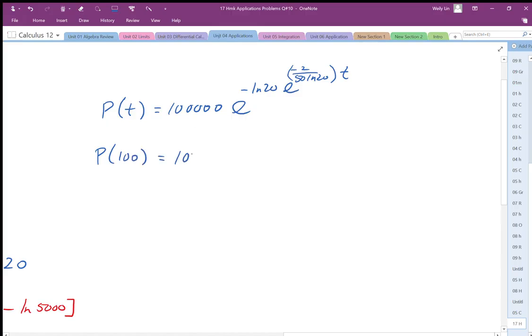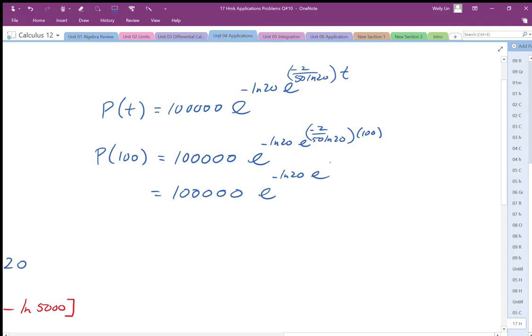So this becomes 100,000 e to the negative log 20 e to the negative 2 over 50 log 20 times 100. Okay, we can simplify this a little bit, but basically we're just going to have to punch this into our calculator. This becomes negative 200 over 50, so negative 4 over log 20.